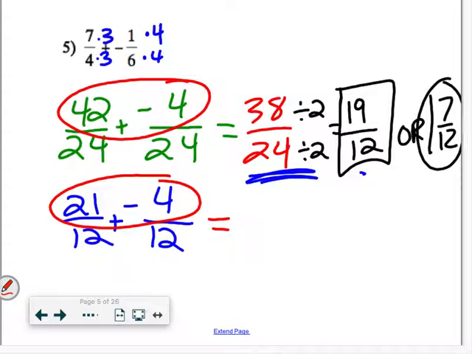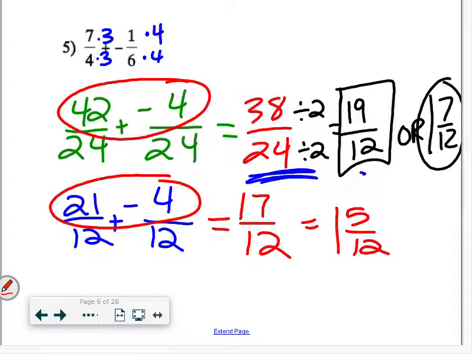(21 minus 4). That's not 19. What did I do wrong? Wait, 21 minus 4 is 17 over 12, which is 1 and 5 twelfths. Okay, guys, so we did something wrong. You will encounter this with your work. I know the teacher's not supposed to be doing things wrong, but it's good that you can check your work.